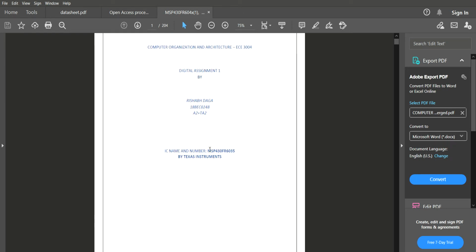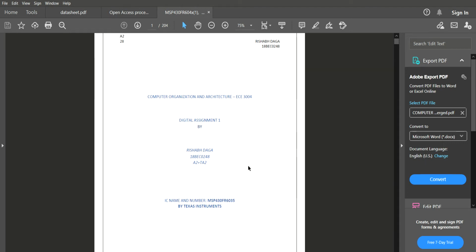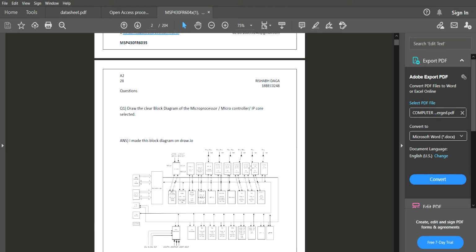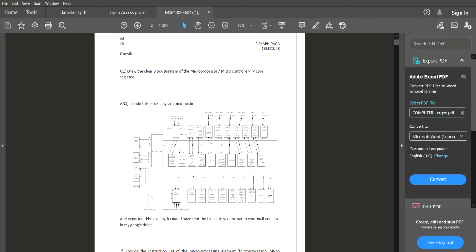So my IC is MSP430FR6035. It's a water metering application IC made by Texas Instruments. Now the first question was to draw the clear block diagram of the microprocessor that we have chosen.